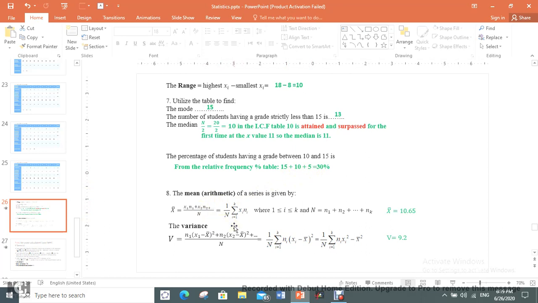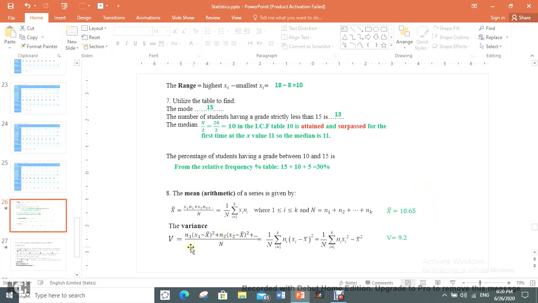Now, the mean, or the arithmetic mean of a series, is given by the formula x bar, which is x1 times its corresponding frequency, plus x2 times its corresponding frequency, etc., over the total, which can be symbolized by this formula. And you can use the calculator, which we will talk about later. X bar will be 10.65, which is the average of the grades of this class.